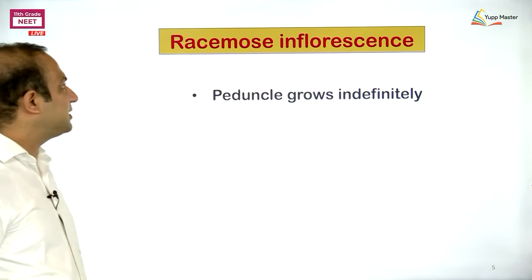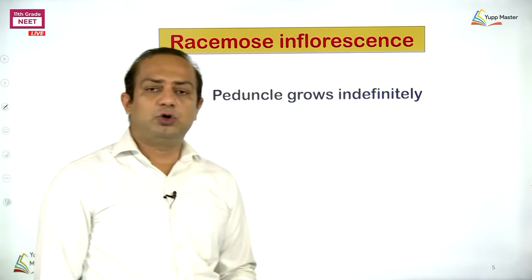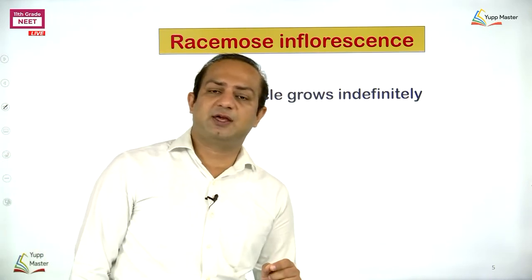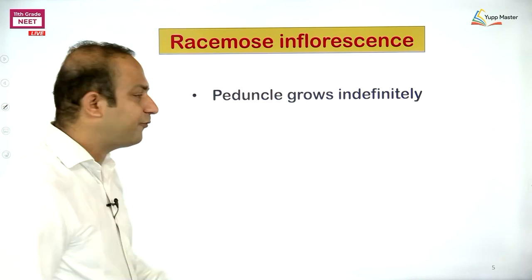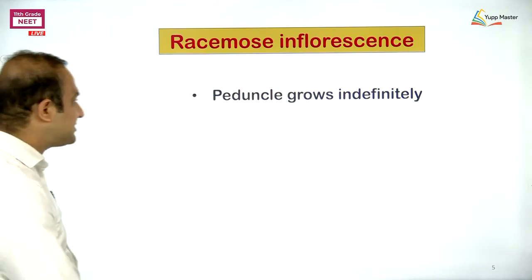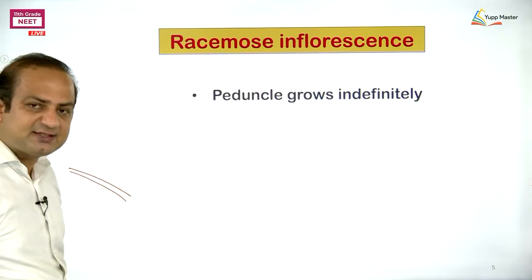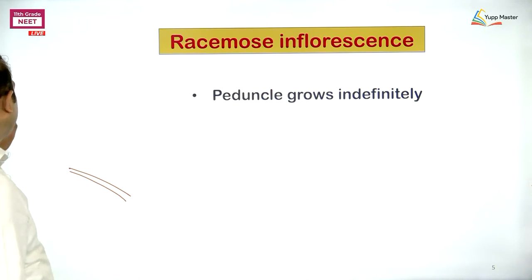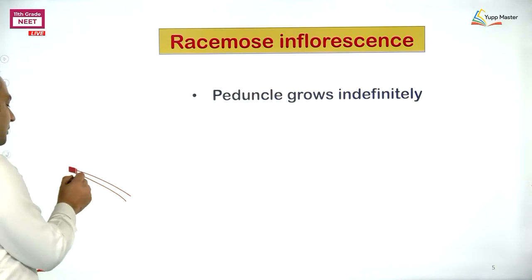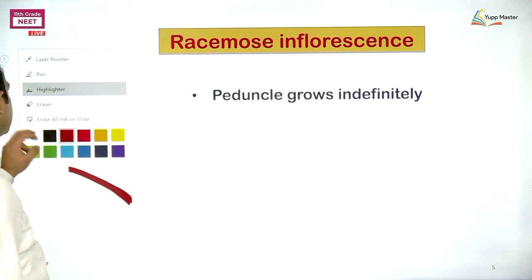Here, we are studying the racemose inflorescence first. So, as I told you, racemose inflorescence is an indefinitely growing floral axis. Indefinitely growing floral axis. The one line is written and I am saying this. This is the stem here. And in this stem, when we have this kind of character, the node is bearing the structure.